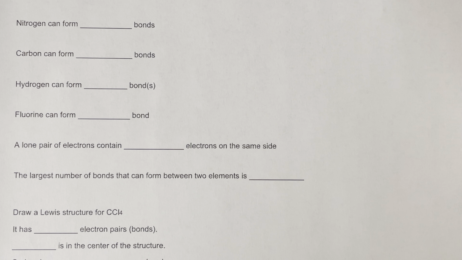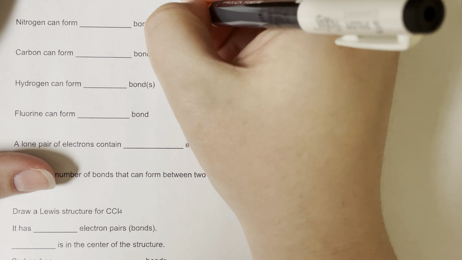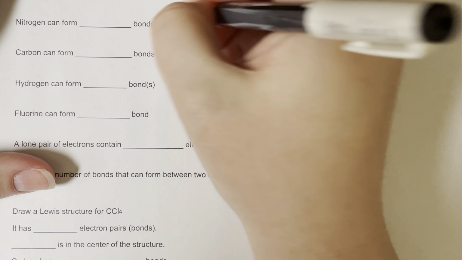Nitrogen can form how many bonds? This is going to depend on how many lonely electrons nitrogen has. Nitrogen is in column 5, so if I was to draw the Lewis structure for nitrogen, it would look like this. Nitrogen has 1, 2, 3 lonely electrons, so it can form 3 bonds.